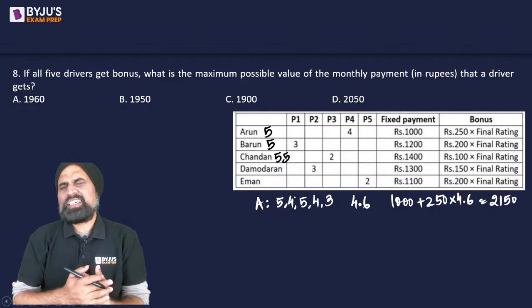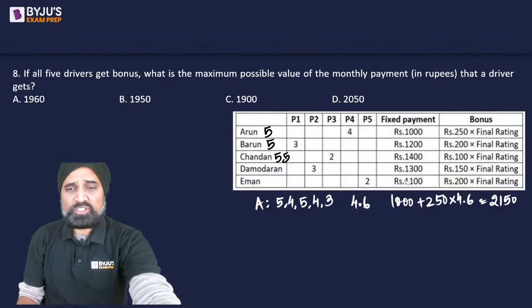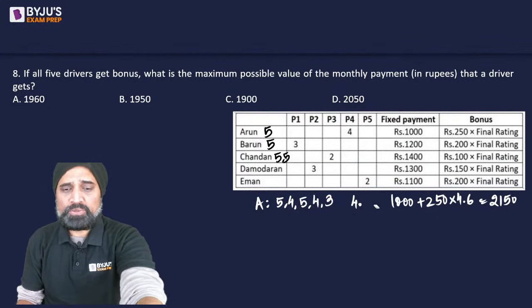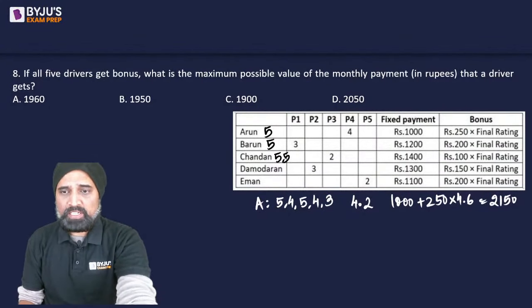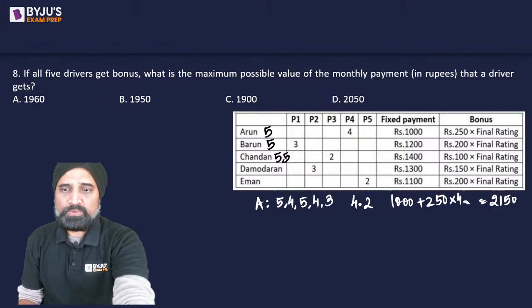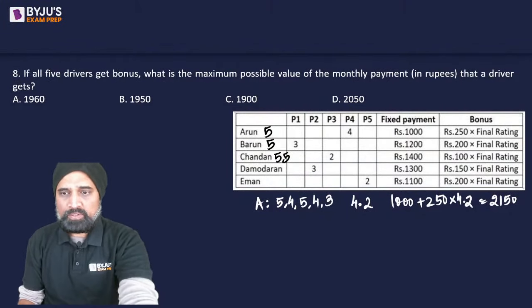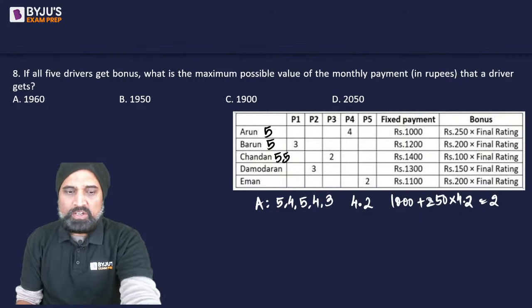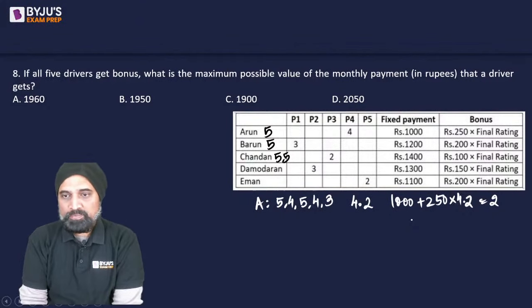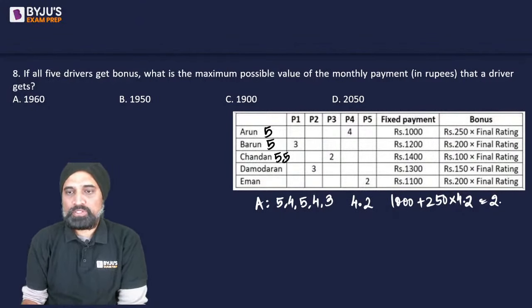Oh, 8 plus 3 is 11. So this is 21. So this is 4.2. Yes, I was making a mistake. So this is 4.2. Okay, so this is going to be 1000 plus 1000 and 250 into 0.2 is 2050.